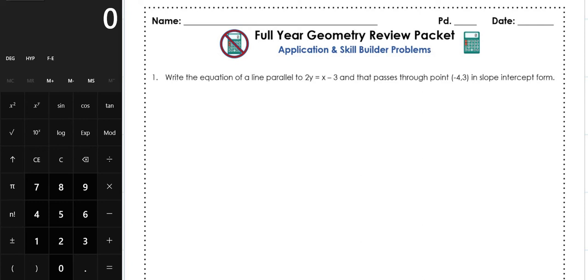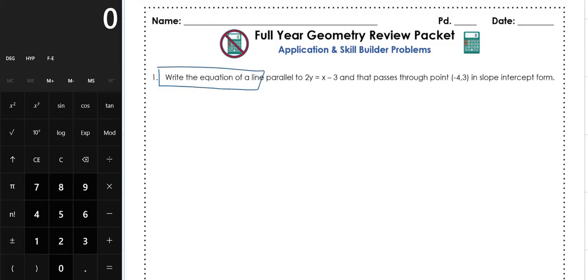So let's get started. Number 1, this is a non-calculated question. Write the equation of a line parallel to 2y equals x minus 3 and that passes through point -4, 3 in slope-intercept form. Let's focus on the ask of the question. The ask is write the equation of a line.